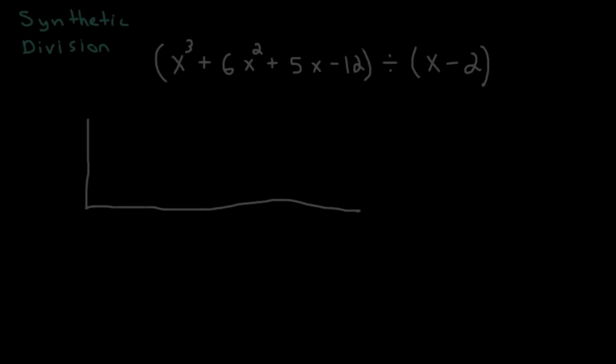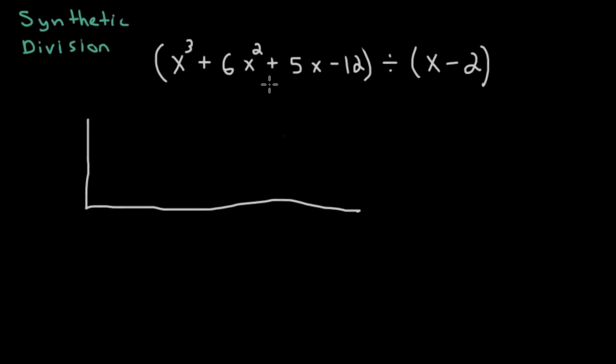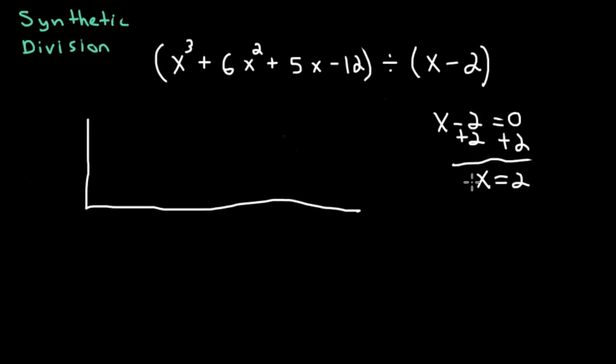All right, so now we have the same polynomial here, but instead of dividing it by x plus 4, we're dividing it by x minus 2. So we're going to set x minus 2 equal to 0, and we're going to solve for x. So x is going to be equal to 2. So we're going to bring our 2 over here. We're going to put our coefficients from this polynomial here. So 1, 6, 5, and -12. And we're going to do our synthetic division.